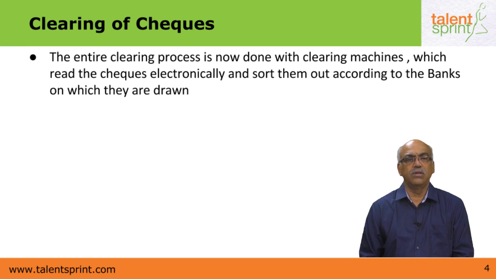The process was good for the olden days, but now with thousands and thousands of transactions happening every day, the process can no longer be done manually. So the entire process is now done electronically through the clearing house, which uses machines to sort out these checks according to the banks on which they are drawn, and the checks are then delivered to the bank on whom they are drawn.